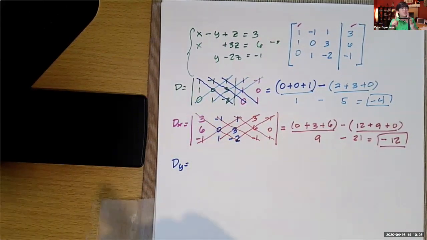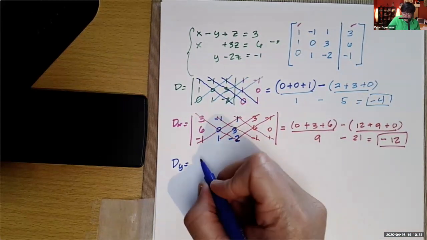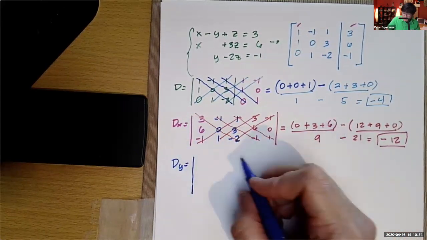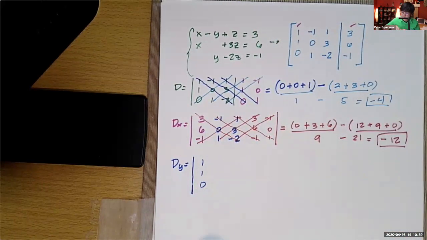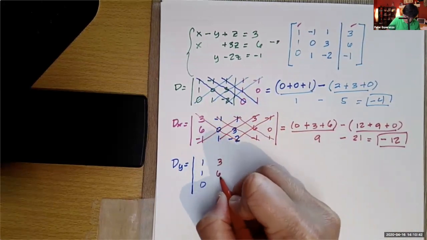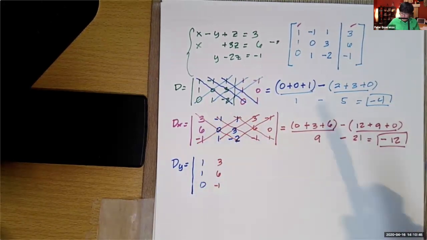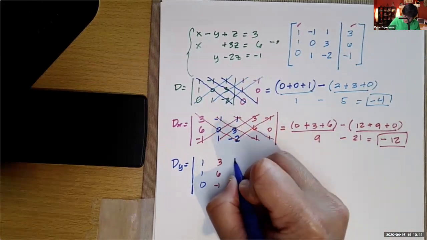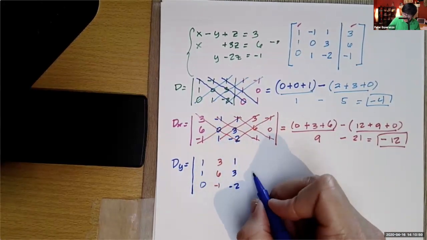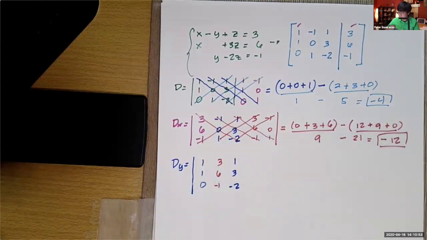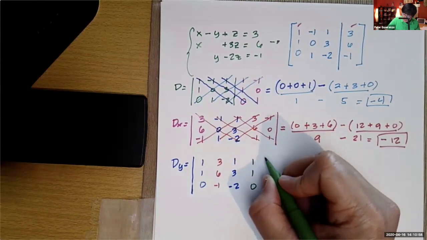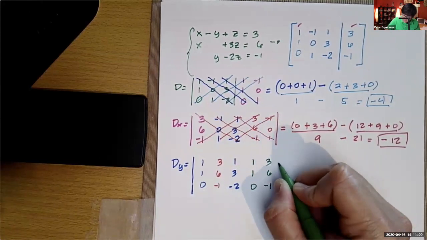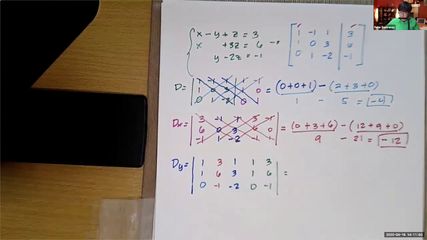I think we're just going to have one example, and then I'm going to give you the homework after this. All right, let's do the dy. Copy 1, 1, 0. Change to 3, 6, negative 1. Copy 1, 3, negative 2. And then copy the next 2 columns: 1, 1, 0 and 3, 6, negative 1. Okay, let's continue.